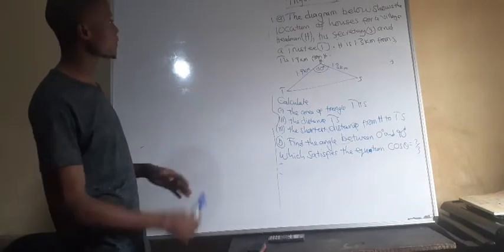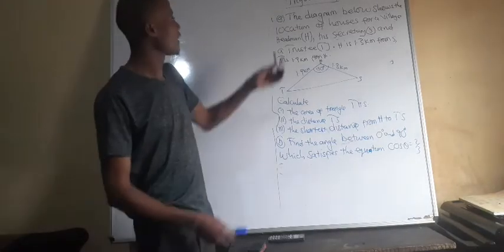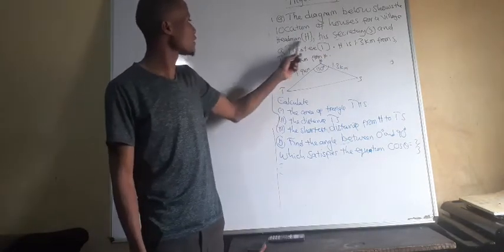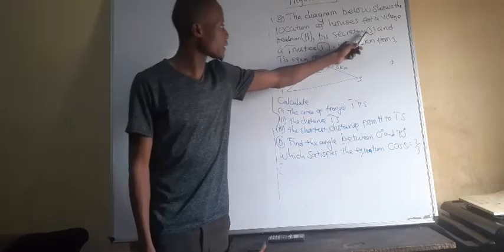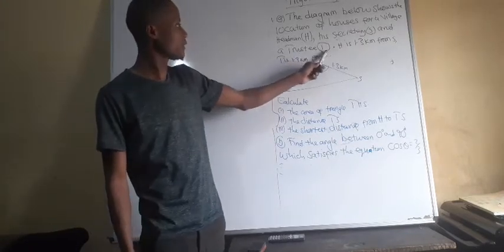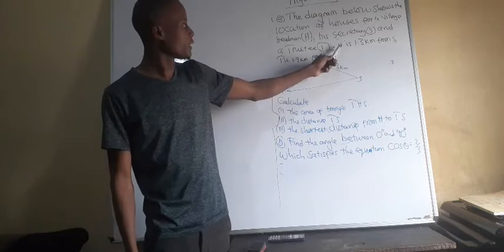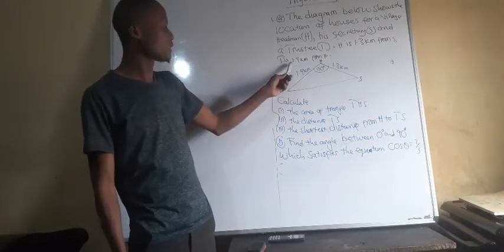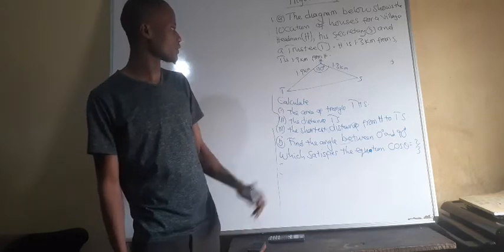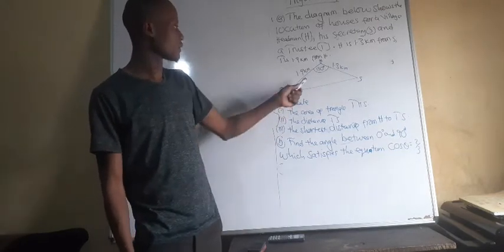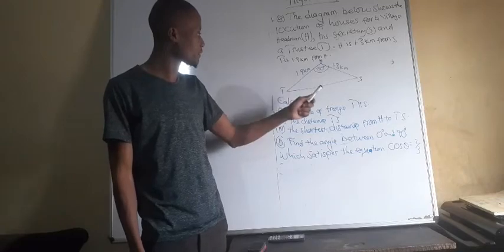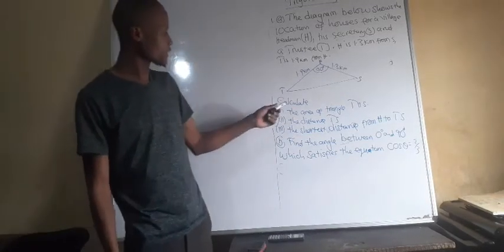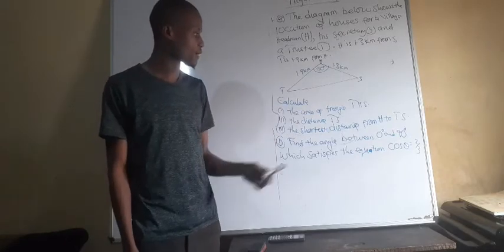Okay, so let's go through the question. The diagram below shows the location of houses for a village headman H, his secretary S, and a trustee T. H is 1.3 kilometers from S, and T is 1.9 kilometers from H, as it is shown on the diagram. So we have 1.9 kilometers, we have 1.3 kilometers. The question is: calculate the area of the triangle THS.